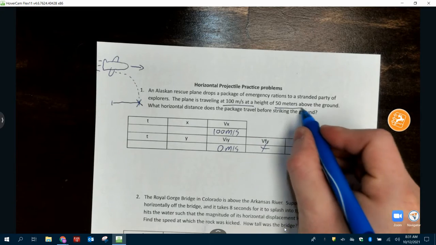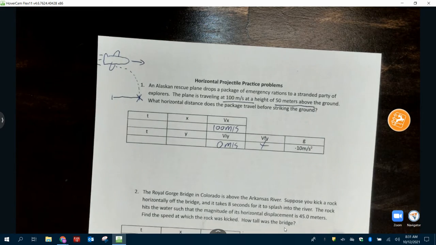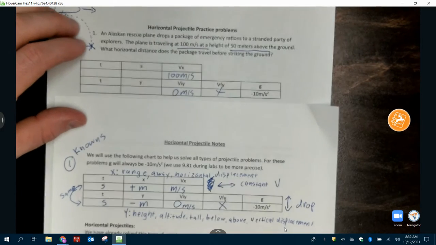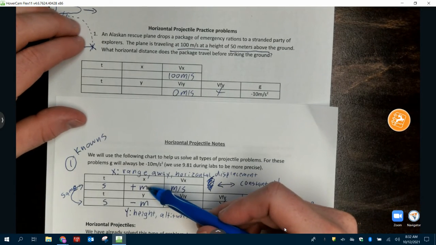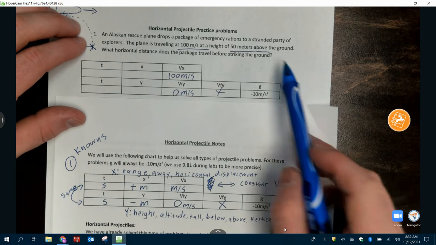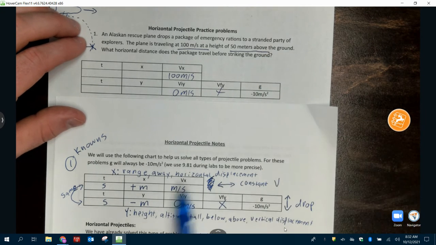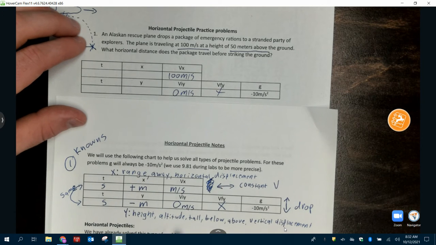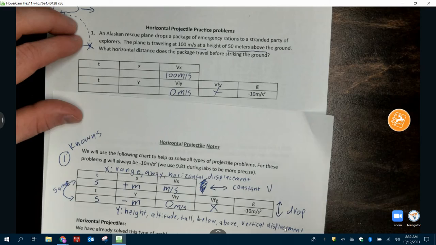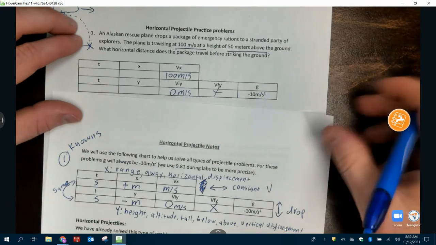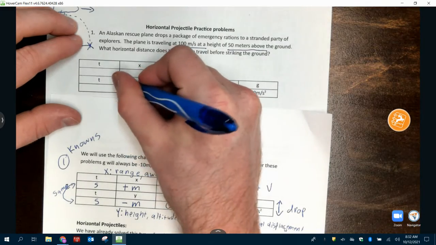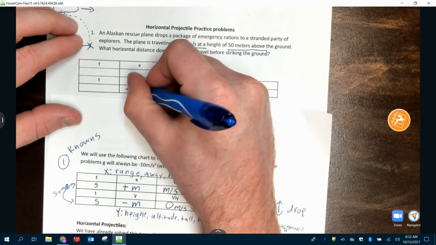We got 50 meters above the ground. So again, understanding how we use this chart up here, we've got meters, so it's got to be X or it's got to be Y because they're both in meters. We need to know which one. So it says above the ground. Oh, above. That's got to be Y. Above is telling you it's going up and down, so we know it has to be Y. Now, Y is always a negative number. So this has to be negative 50, even though it doesn't tell you that it's negative.